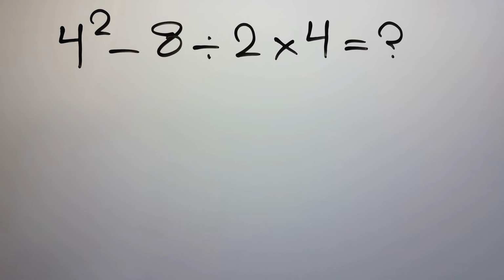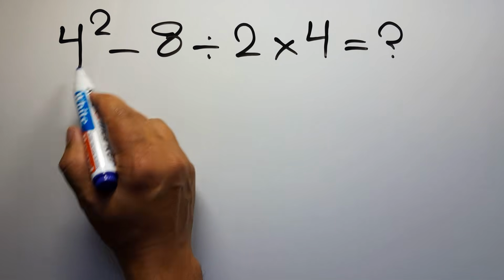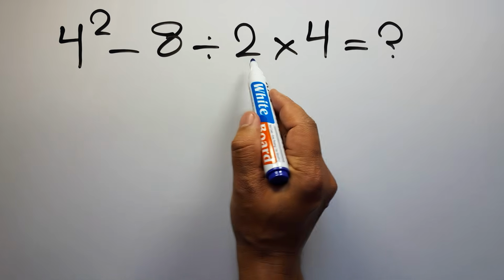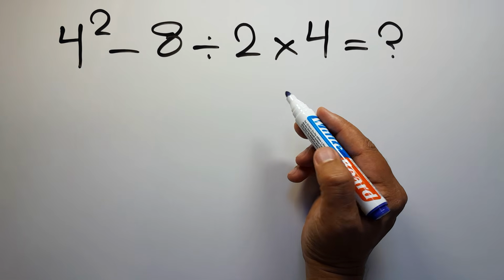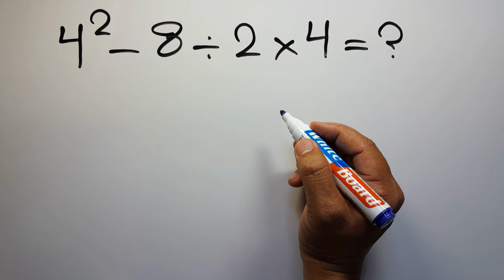In this video, we want to find the value of this expression. 4 squared minus 8 divided by 2 then times 4. Are you ready to solve? Let's go ahead and get started.